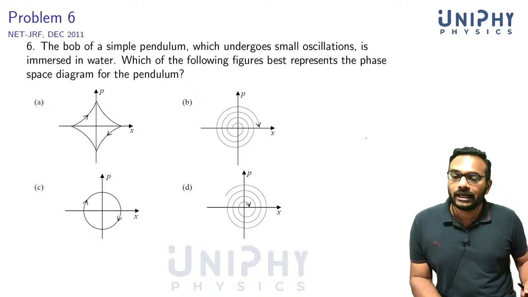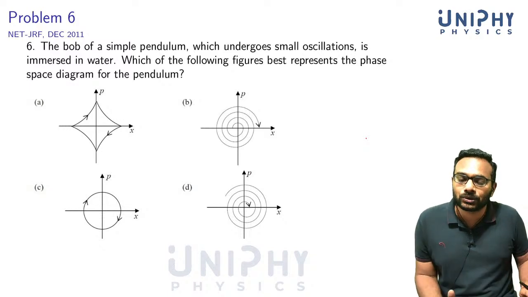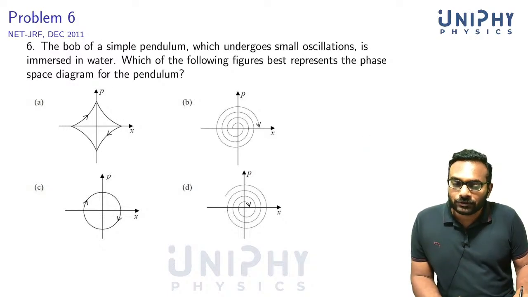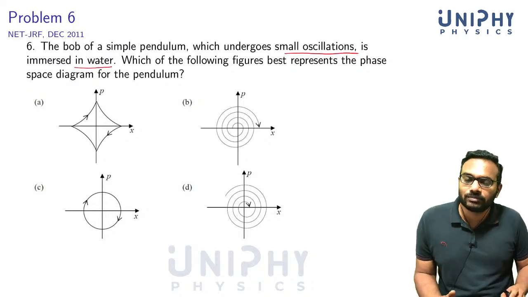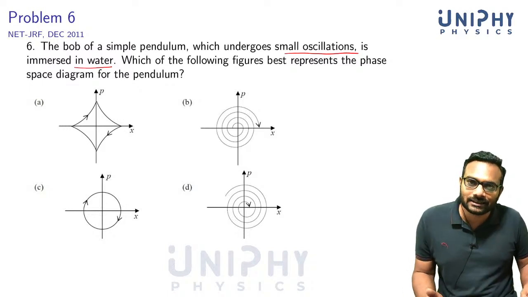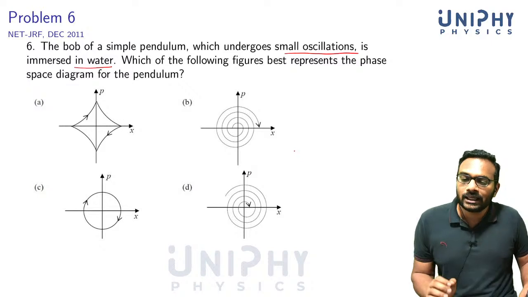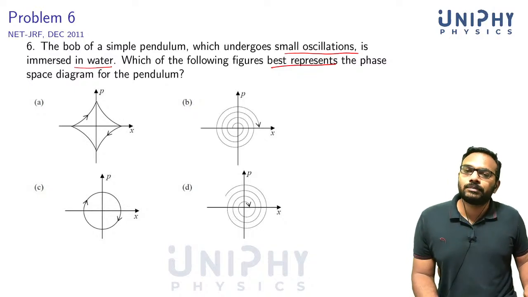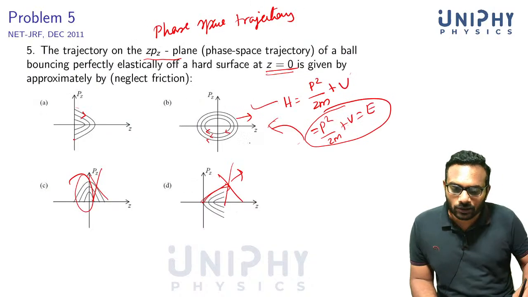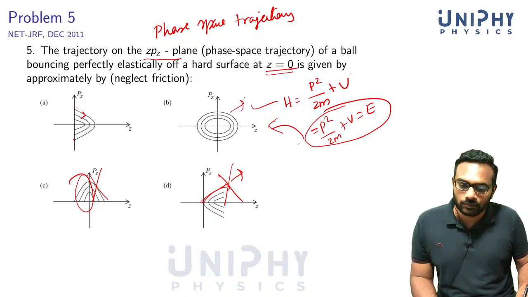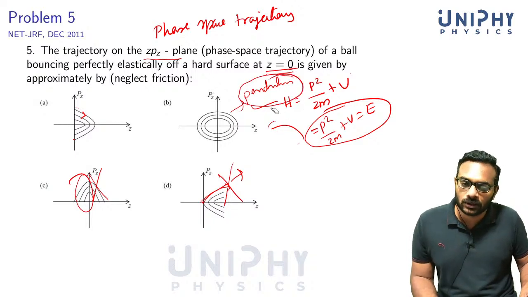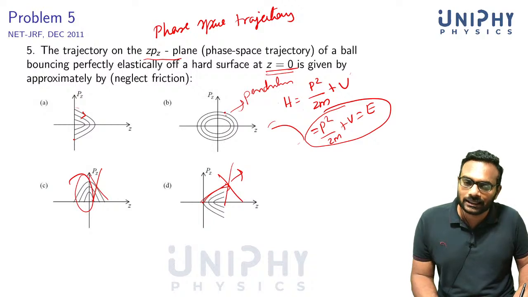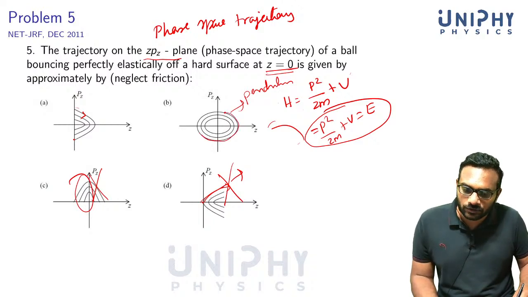Here is another question, again asked in the same examination. There were 2 questions from this session. A bob of a simple pendulum which undergoes small oscillations is immersed in water. It's immersed in water, which means that it's damped; its amplitude decreases as the simple pendulum oscillates. Which of the following figures best represents the phase space diagram for the pendulum? I already said that this is the phase space diagram of a pendulum, but not always, if there is no damping, because if it starts at a particular energy, it continues along the surface of the same energy.